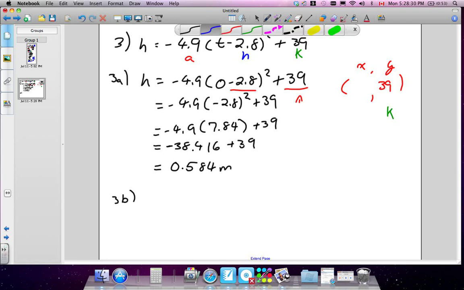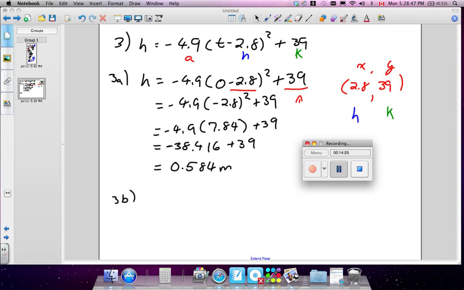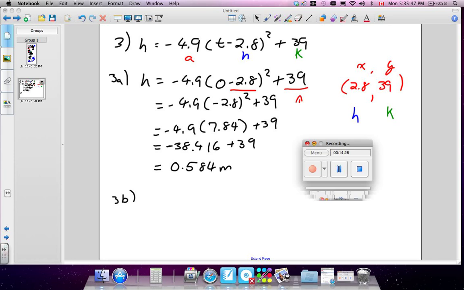And though it says negative 2.8, the actual x value, or h, is always the opposite of what the h says. Because it says negative 2.8, our vertex is 2.8. So this is our max height. After 2.8 seconds, the ball reaches 39 meters. So you're right, because it's before 2.8 seconds, it's still on its way up. Okay?